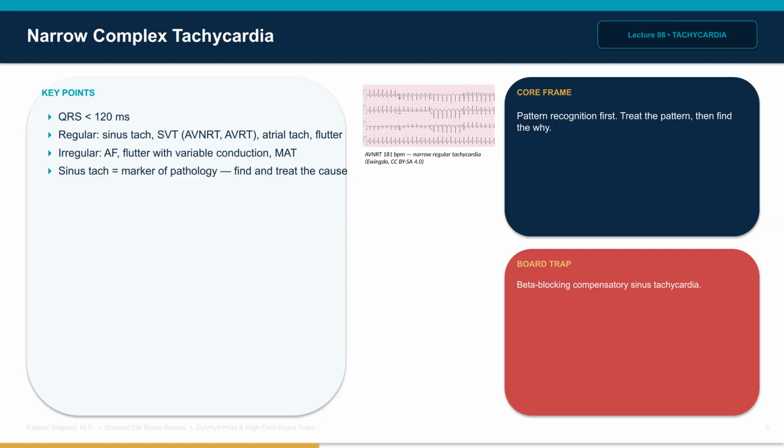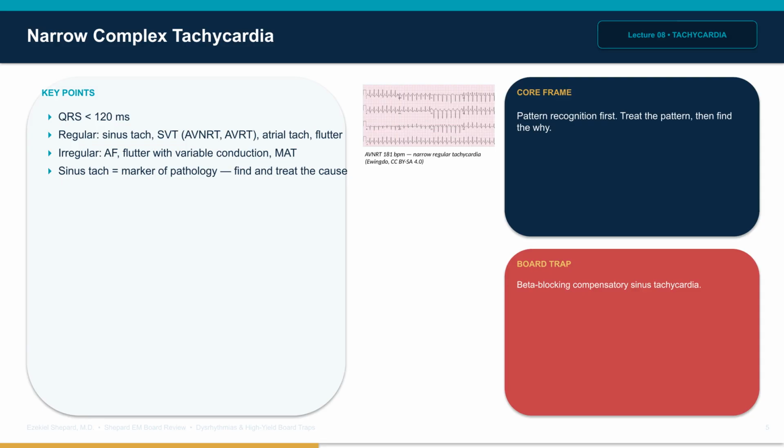Narrow complex tachycardia with QRS less than 120 milliseconds is divided by regularity. Regular narrow rhythms include sinus tachycardia, supraventricular tachycardia, AV nodal reentry or AV reentry, atrial tachycardia, and atrial flutter with regular conduction. Irregular narrow rhythms include atrial fibrillation, atrial flutter with variable conduction, and multifocal atrial tachycardia. Pattern recognition drives management. Sinus tachycardia is a marker of pathology and needs the underlying cause treated, not a beta blocker.